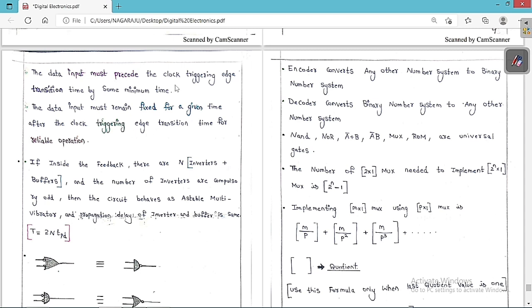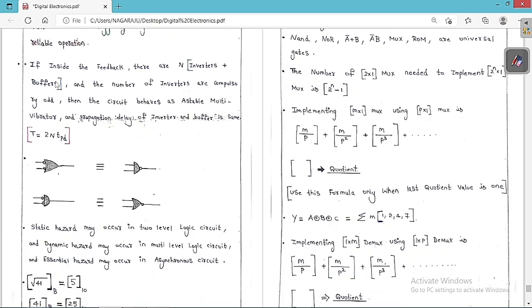So the data input must precede the clock triggering its transition time by some minimum time is called the setup time, and the data input must remain fixed for a given time after the clock triggering its transition time for reliable operation. If inside the feedback there are n inverters plus buffers, and the number of inverters is compulsorily odd, then the circuit behaves like an astable multivibrator, and if the propagation delay of the inverter and buffer is the same, then T is equal to 2n TPD. So 2n TPD is the formula.